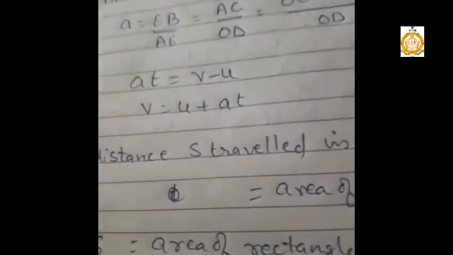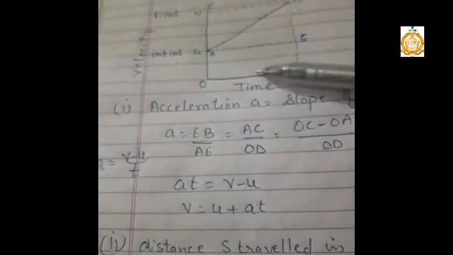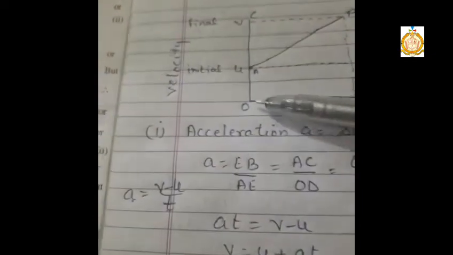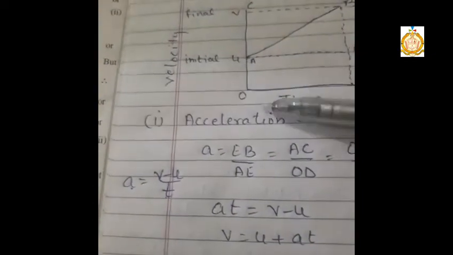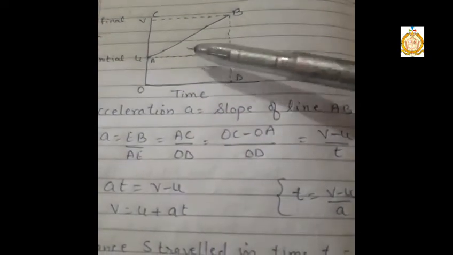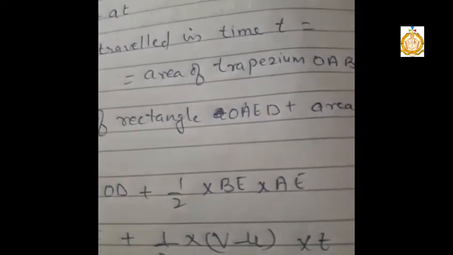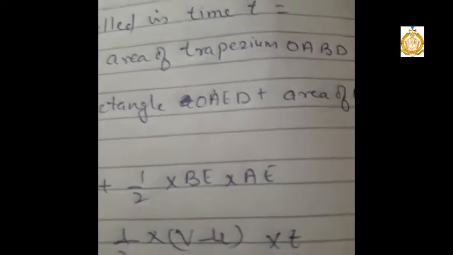What is the formula of area of rectangle? That is length into breadth. Length is OD and breadth is OA. What is the value of OA? OA is u and OD is t, that is u into t. What is the formula of area of triangle? Area of triangle is half into base into height. What is the base? EB. What is the height? AE. So we can write half into BE, that is v minus u, into AE.